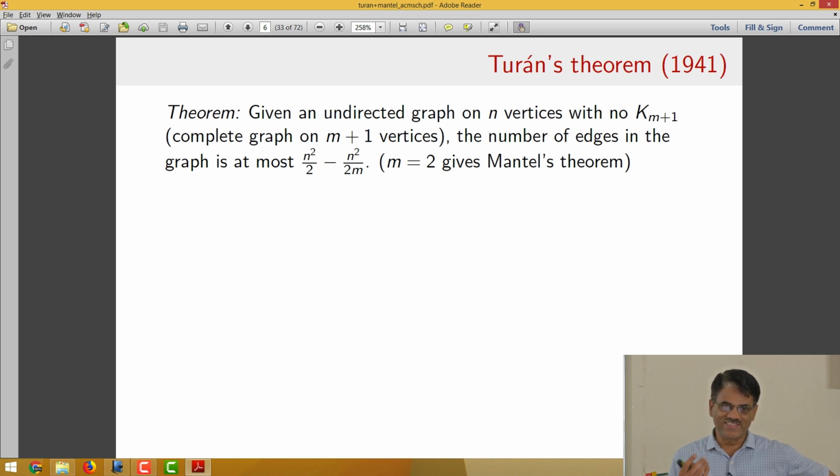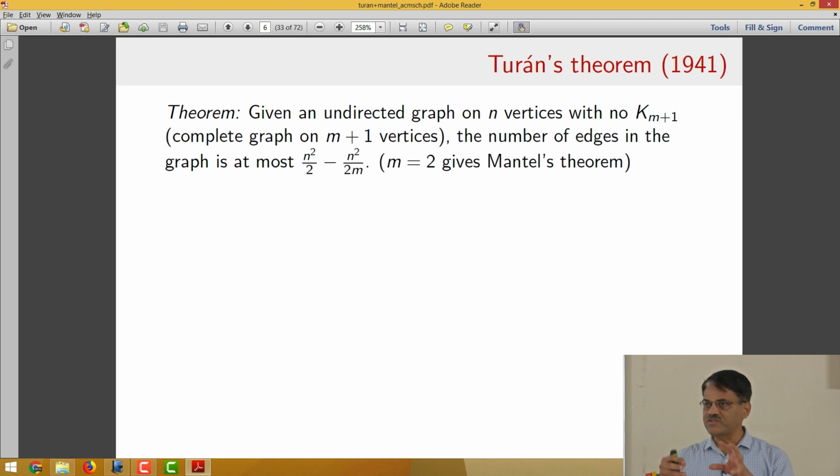I'm given a graph. See, this is exactly what I said when I started off, a mistake people make on induction. I am given a graph on n vertices with no K_{m+1}. So you have to use that somehow, right? That's what we did in our proof. We said, okay, I'm given a graph, I'll find an edge and delete both endpoints. If there is no edge at all, you are already done.